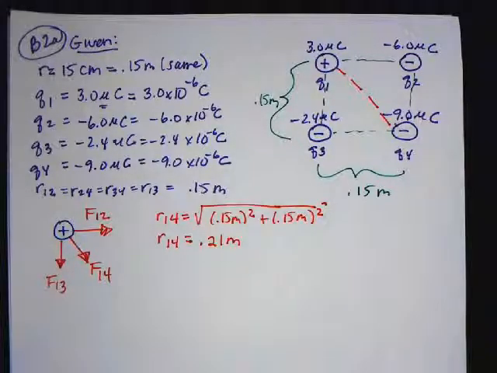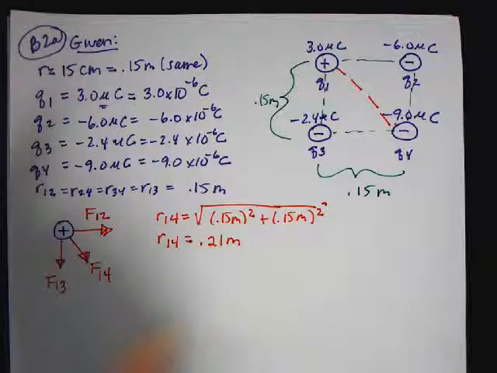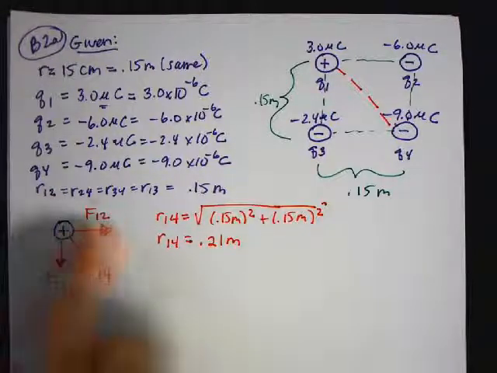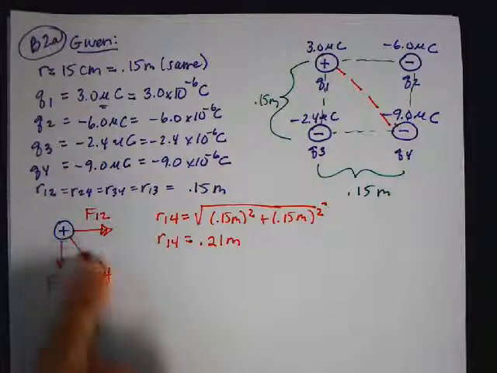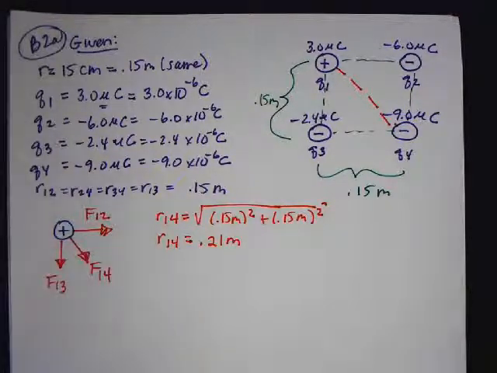All right, so how do I solve this problem? I use Coulomb's law to find this force, and this force. And after I find all those forces, I can put them in a table and then find F total X and F total Y. All right, so let's start doing that.